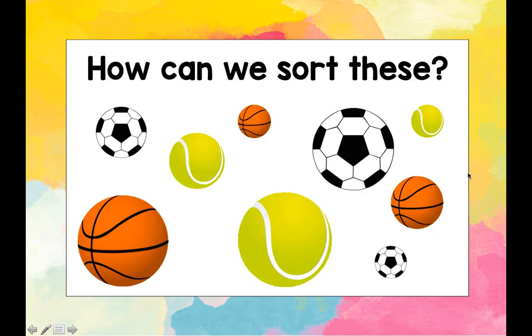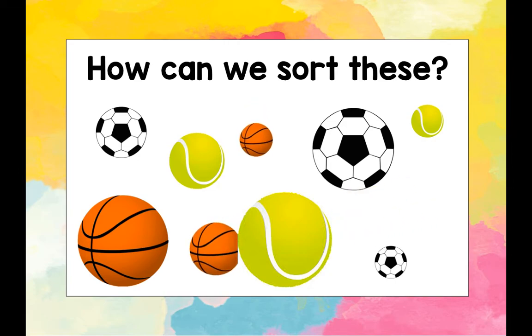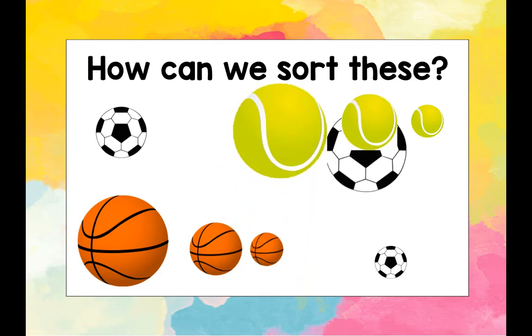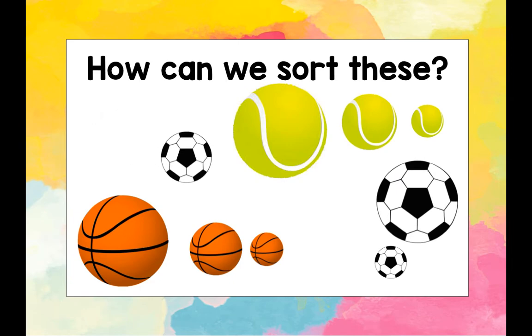Okay? And we can think about sizes, right? Sizes are big, medium, or small. Are they all different sizes? They are, okay? So we can sort these two ways, okay? The first way we're going to sort them is by the kind of ball they are, or maybe the color they are. So first I'm going to put all the basketballs together. So all the basketballs, the orange ones go together. And then I'm going to put all the yellow tennis balls together. And then I'm going to put all the black and white soccer balls together.